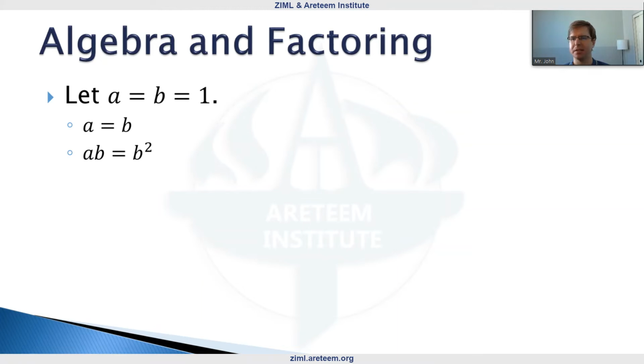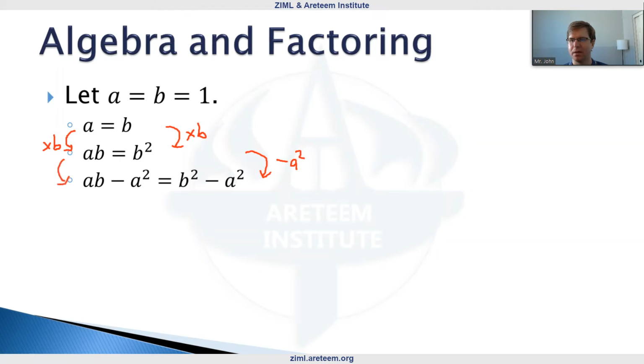So if we have this equation, we're multiplying by b on both sides of our equation. That should be perfectly fine there as well. So multiply by b on both sides, and let's continue doing some algebra. Now we can subtract a squared on both sides. So we're going to subtract a squared from both sides of this equation.